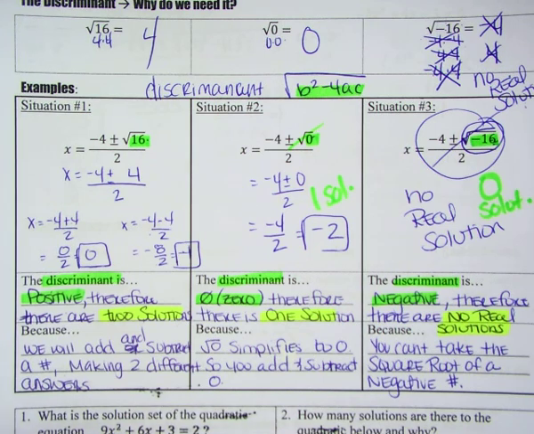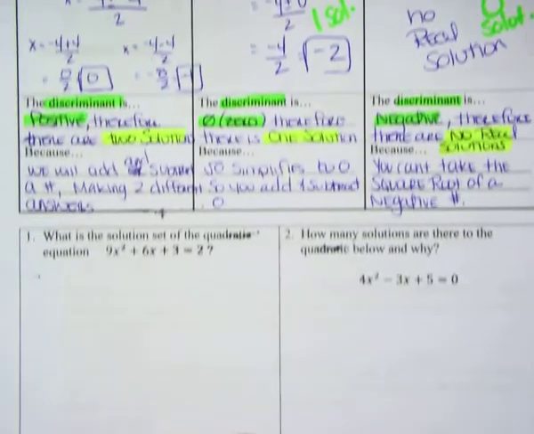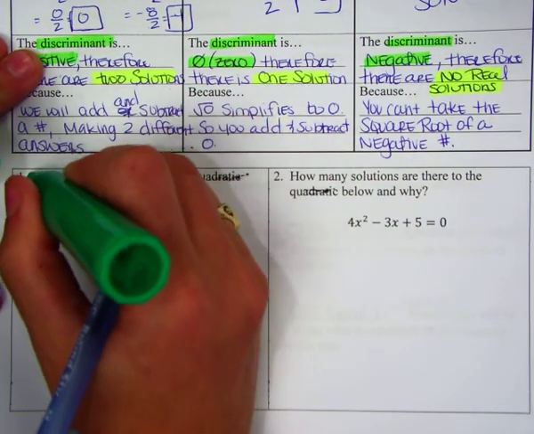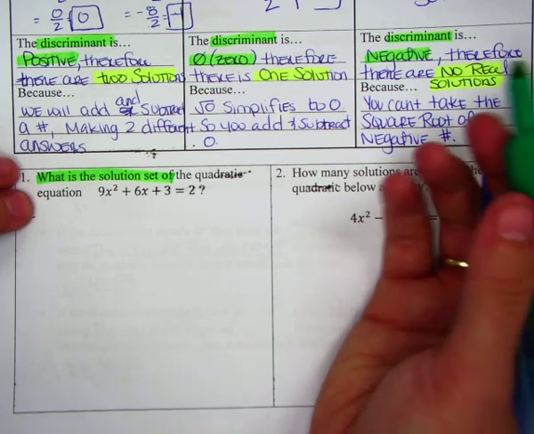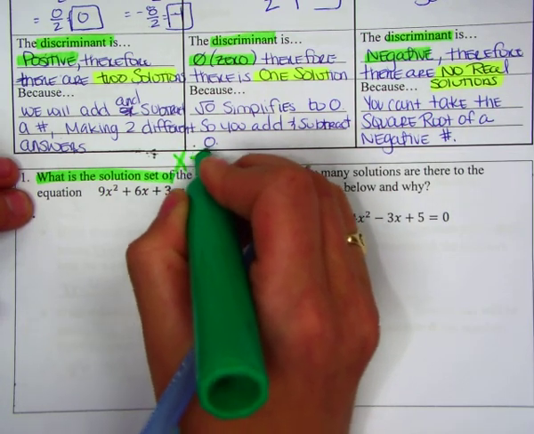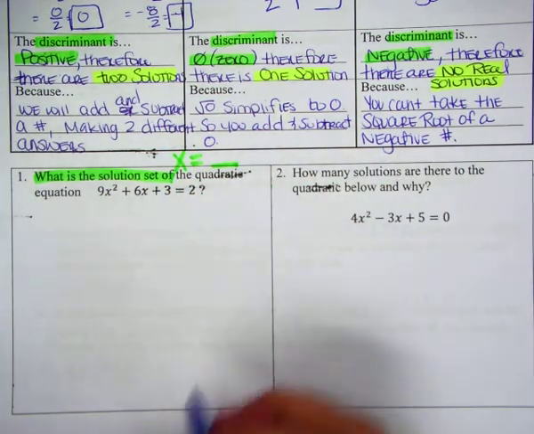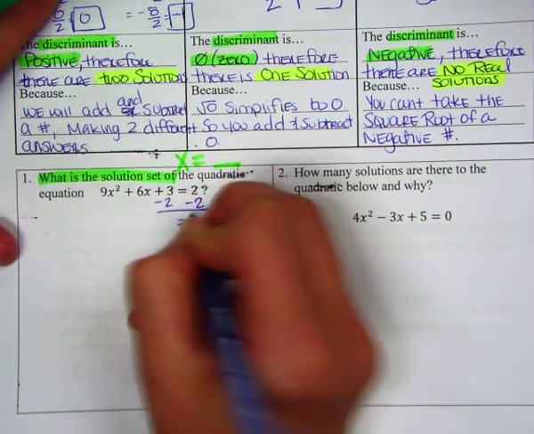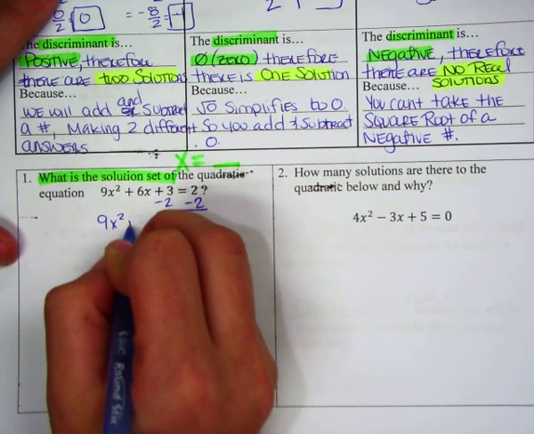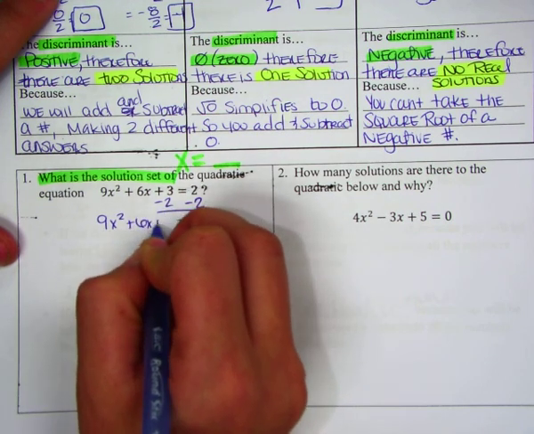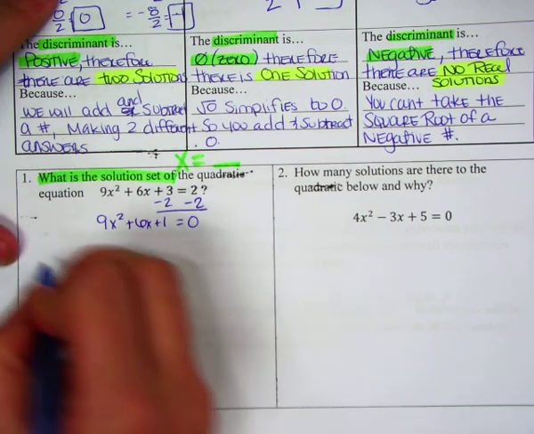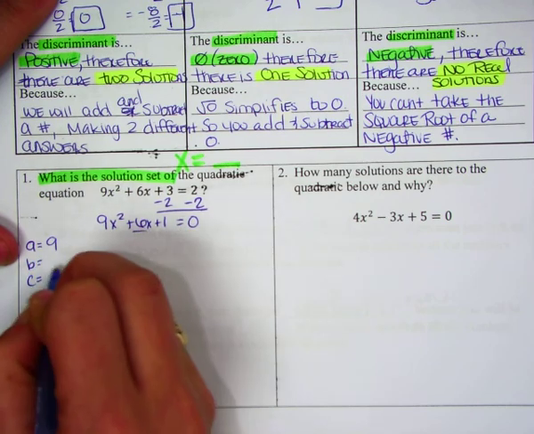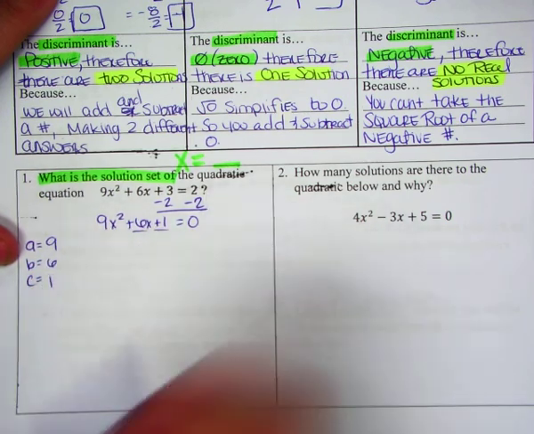So, that being said, let's do a couple examples. Example number 1. This says, what is the solution set of the quadratic equation? This means we need something like x equals. So first thing, I'm going to subtract 2 on both sides because I need this set equal to 0. I now have 9x squared plus 6x plus 1 equals 0. I'm going to define a, b, and c. a is 9, b is 6, c is 1.